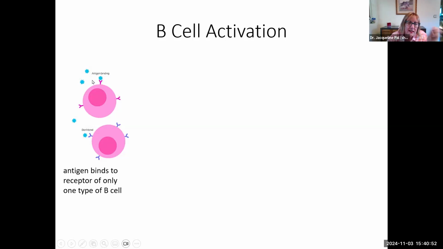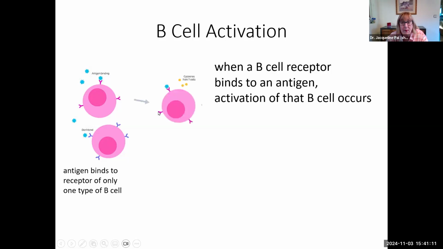And as I said before, the antigen can only bind to the receptor of its type of receptor. So only that one type of B cell. In this case, it's this upper one with this pink, more rigid kind of Y. So when it binds to its receptor, it activates that B cell. And this picture is showing that, yes, there's some cytokines over here that were helping this activation.